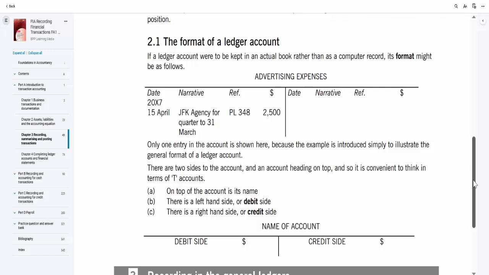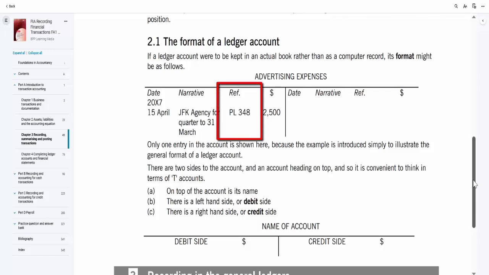3. Columns for each entry. Each side of the account, debit and credit, has specific columns to organize the transaction details. Date column: this shows the date of the transaction. For example, in the image, the date is recorded as 15 April. Narrative column: this provides a short description of the transaction, explaining what it relates to. For example, in the image, the description says JFK Agency for quarter to 31st of March.